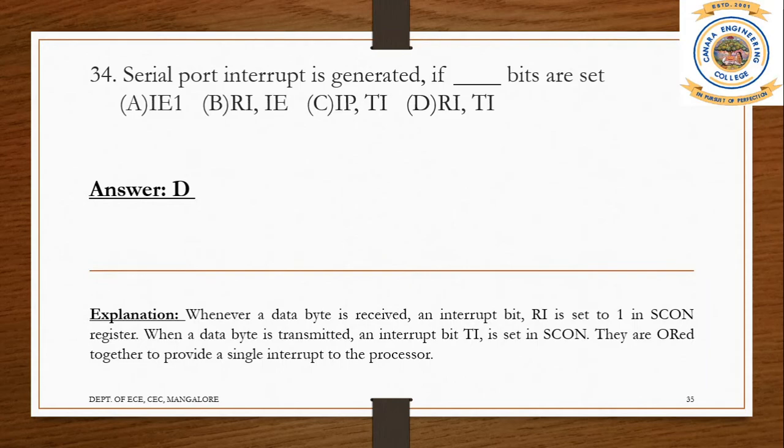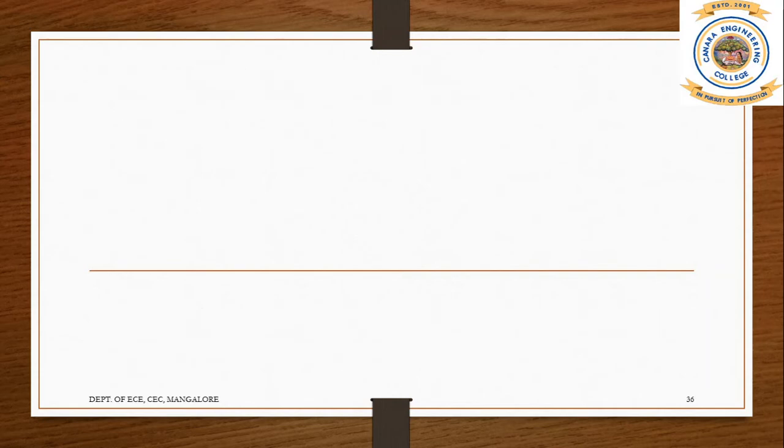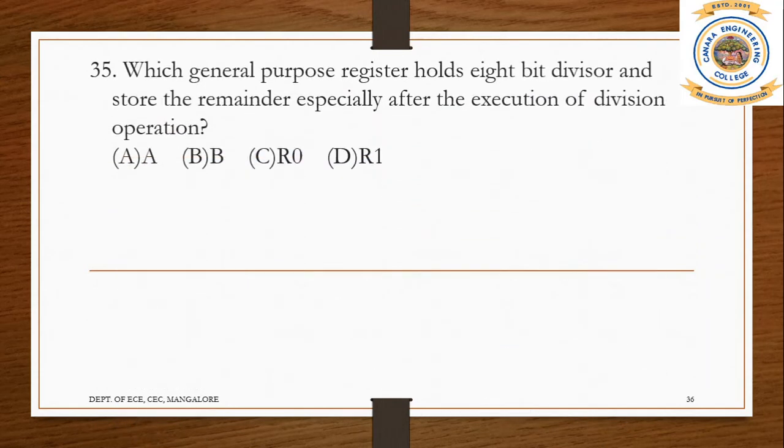And whenever you are going for serial communication, once you finish receiving data, RI will become automatically 1. And whenever you finish transmitting data serially, TI will automatically go to 1. And this can be used as a serial interrupt. Which general purpose register holds the 8-bit divisor and stores the remainder? Okay, especially for division operation.